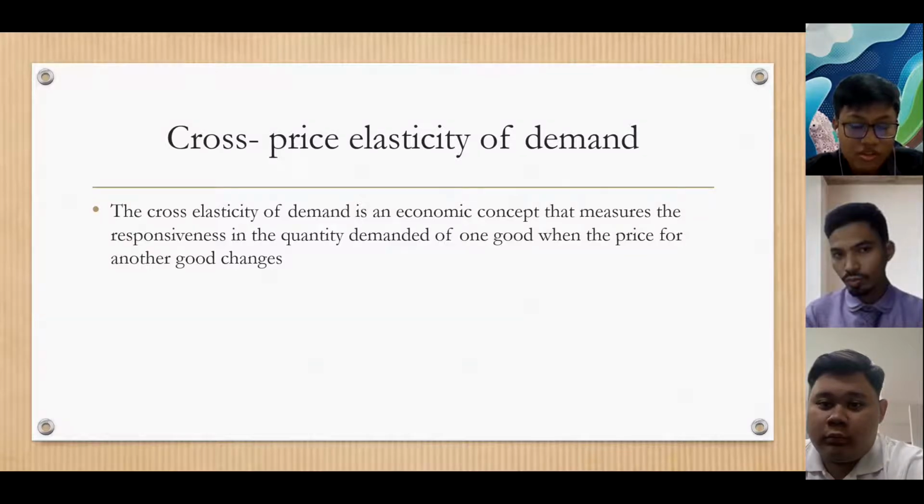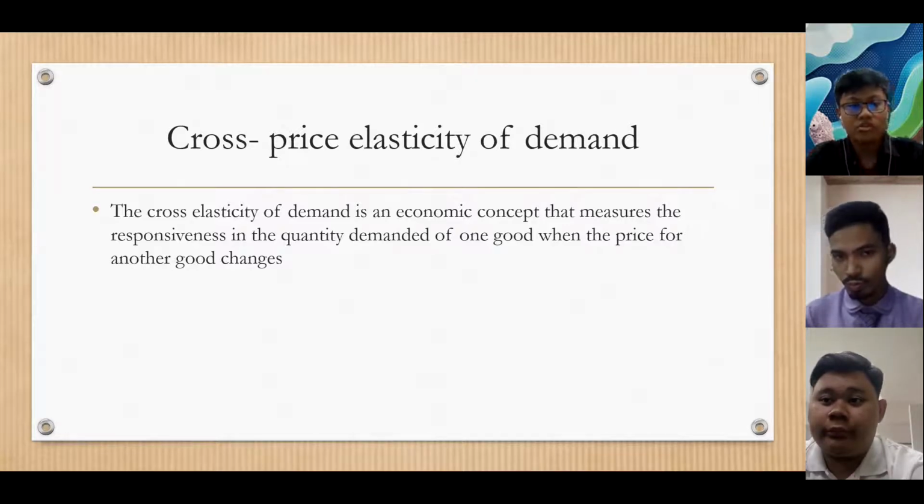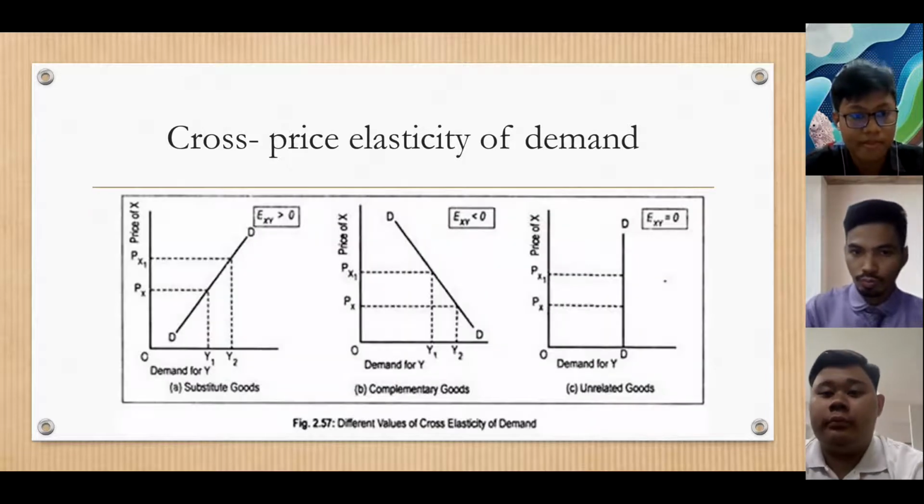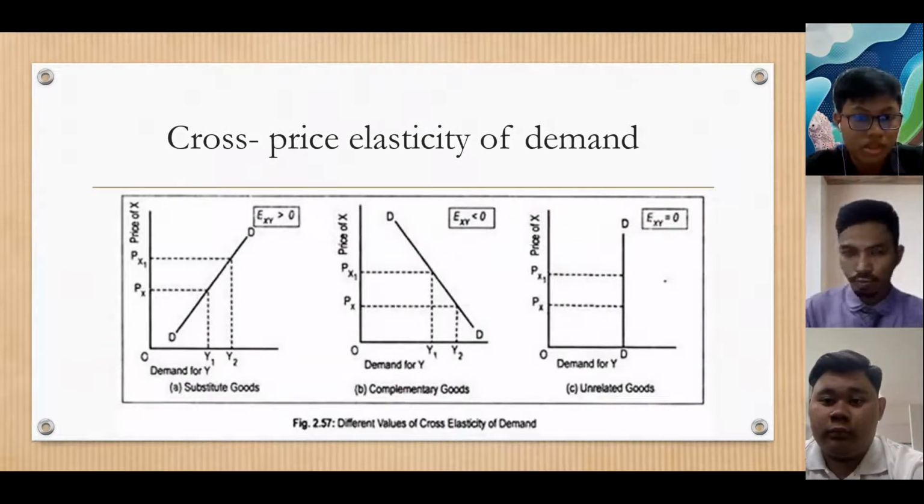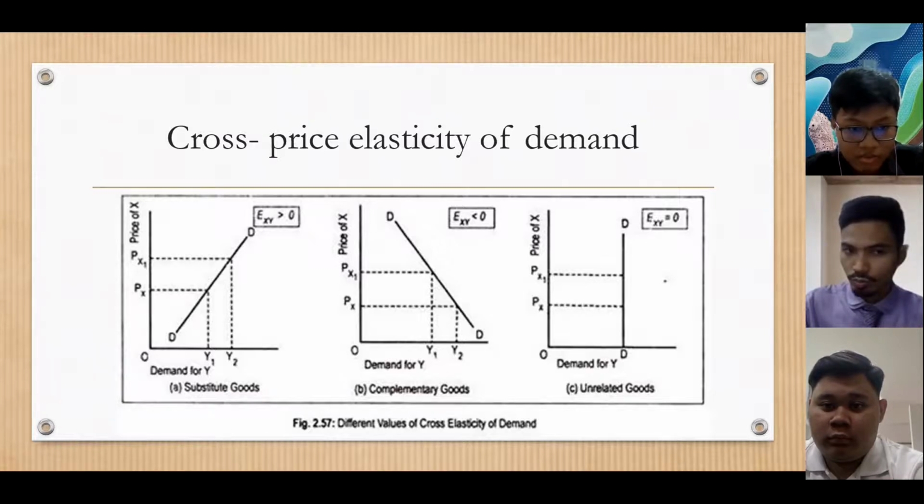Here is cross price elasticity of demand. What is cross price elasticity? It is an economic concept that measures the responsiveness in the quantity demanded of one good when the price for another good changes. Here are the cross price goods graphs: demand for Y with substitute goods, demand for Y with complementary goods, and demand for Y with unrelated goods.